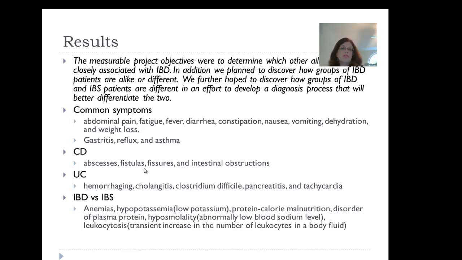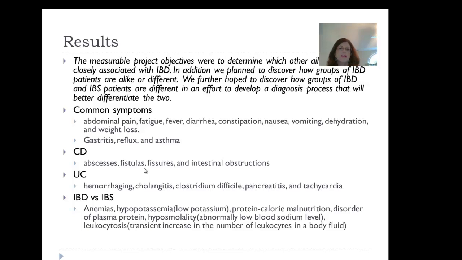So let's see, did we find groups of patients that were alike or different? Yes, we did, because CD patients tend to have those abscesses and fistulas, and UC patients have a lot more bleeding and liver and, with more severe cases, tachycardia issues. We also found IBS patients tended to have headaches or migraines on their discharge records.